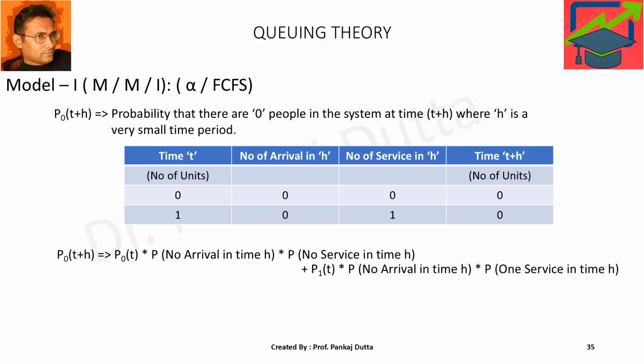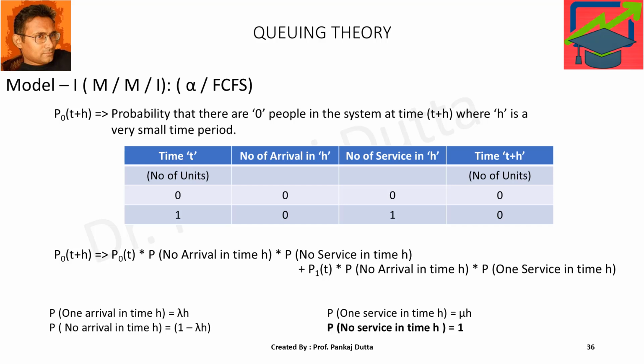The probability of n equal to 0, that is the probability of 0 people in the system, is expressed as the sum of two situations. Assuming that the arrival rate is lambda and the service rate is mu, we need to find the different probability values in time period h. If the arrival rate is lambda, then the probability of one arrival in time h is lambda h, and the probability of zero arrival is 1 minus lambda h. Similarly, if the service rate is mu, then the probability of one service is mu h.